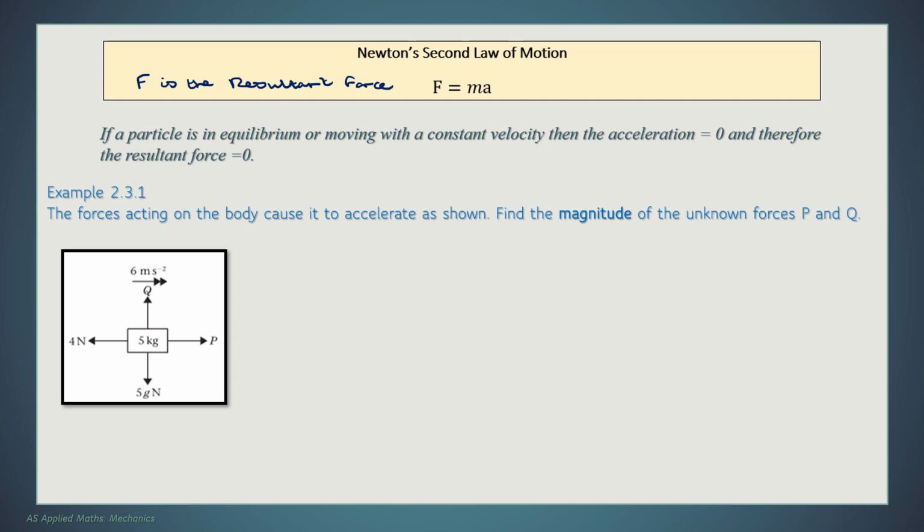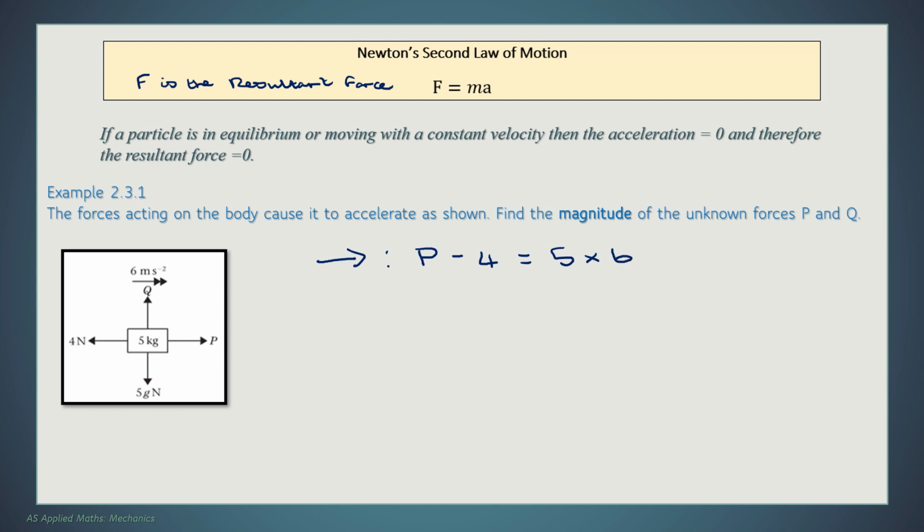So looking at this example, if I am to look in the direction of motion, which we can see is to the right because of the acceleration arrow that we've got here, which is pointing towards the right. So that tells me that P has to be bigger than 4, otherwise it couldn't be moving to the right. So just a little bit of thought on that. You can work that out. So working in that direction only, so just looking at the x, the resultant force is P minus 4. And that is equal to mass times acceleration.